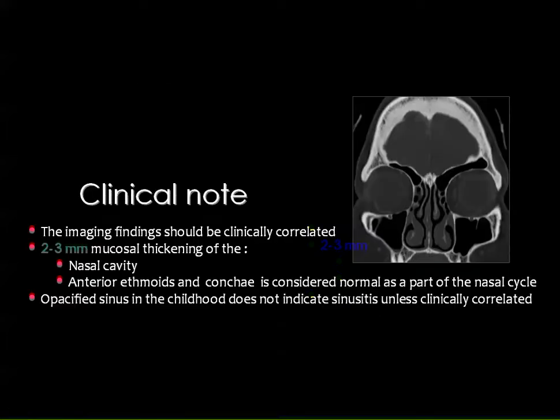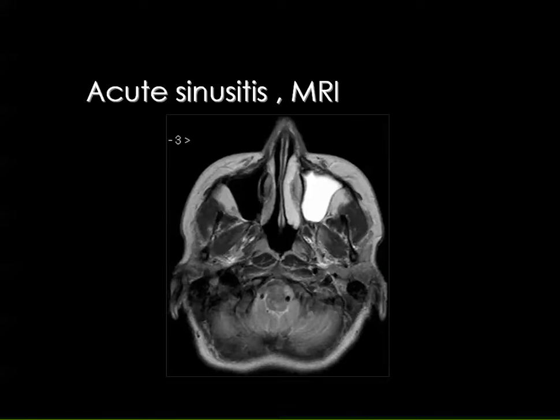Then it's important to know that the mucosal thickening in the nasal cavity and the anterior ethmoidal air cells, as well as in the concha, may be considered normal as a part of the nasal cycle. And also in children, don't diagnose sinusitis based solely on opacification of the sinuses on the CT scan, for example, or X-ray, but you should have good clinical support before making this diagnosis.